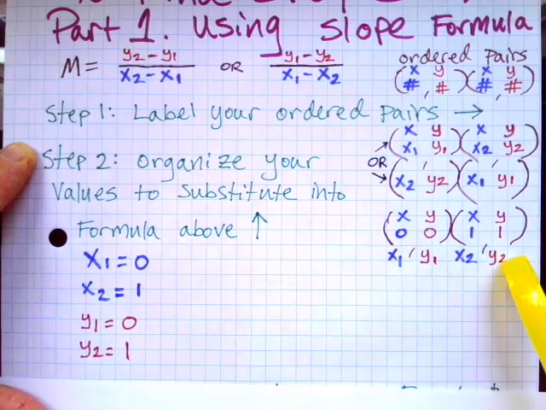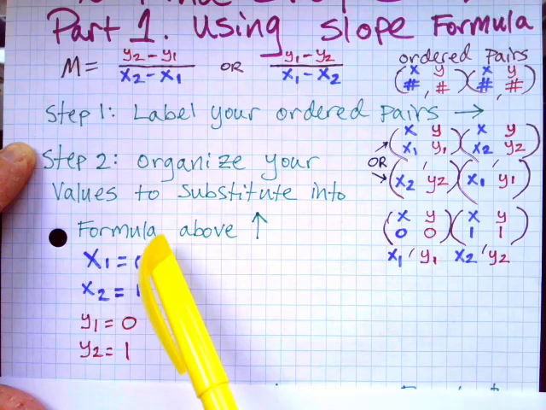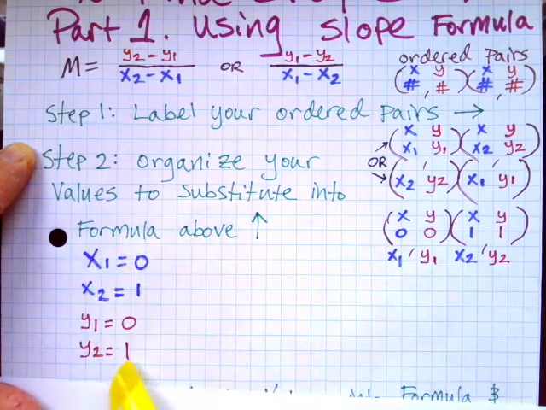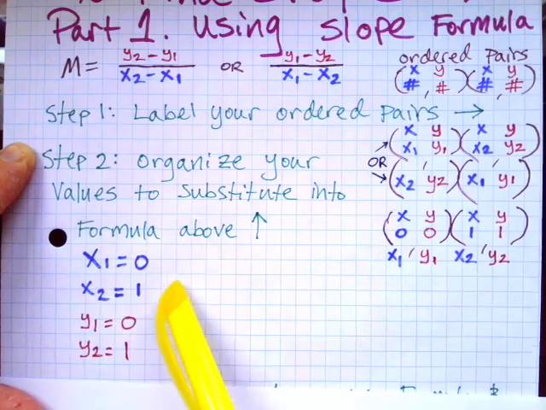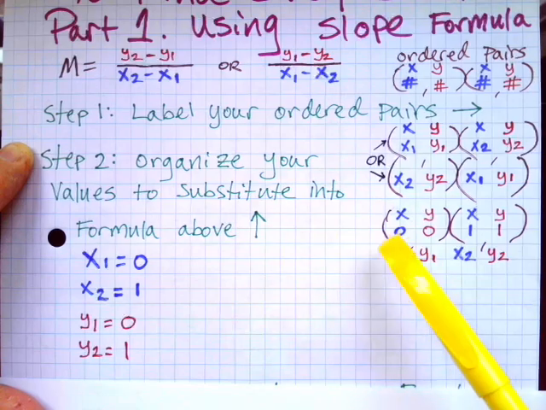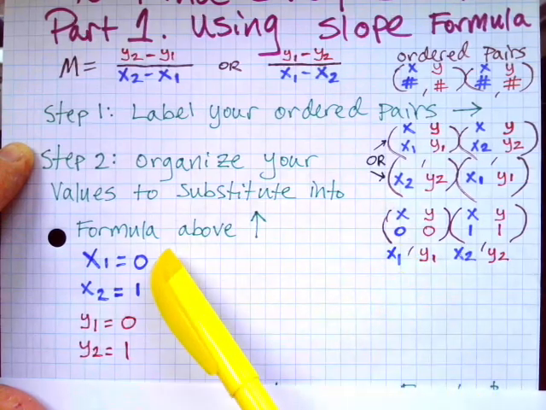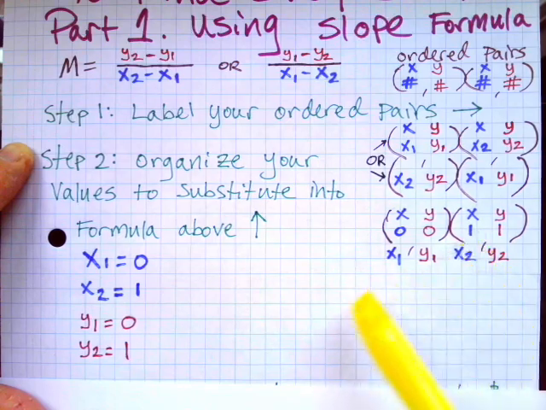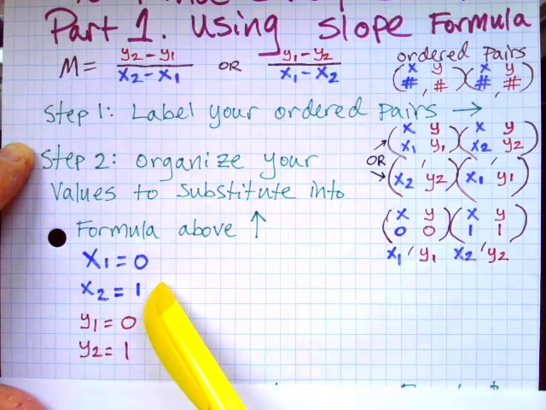Now that I've labeled them, I'm going to organize them so I can clearly see what are my x1 values, my x2 values, my y1, and my y2 values. So my x1 value is 0. I'm just going to put it right here to organize. My x2 value is 1. I'm just going to put it right here to organize.